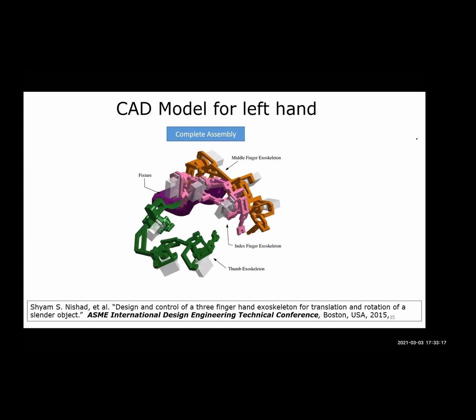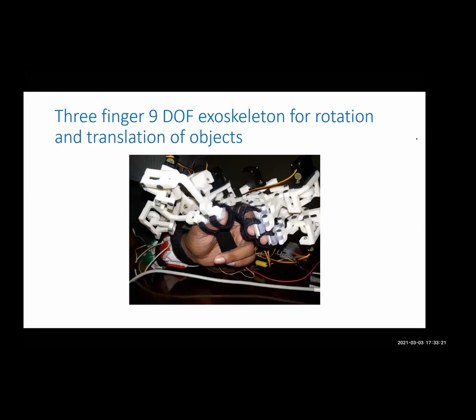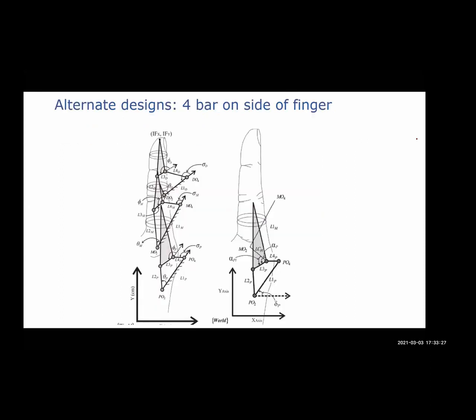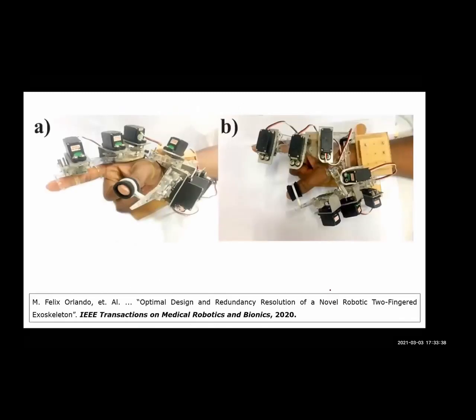But then we found that when a stroke patient wears this, he finds it very difficult. In fact, a normal person also finds it very difficult because it's very bulky and the motion is not very nice. So we had to simplify it. Instead of putting it on the top of the finger, we moved it to the side of the finger. The mechanism is the same 4-bar only, and the procedure is exactly the same. It becomes a smaller mechanism, and now it can be worn on the side of the fingers.